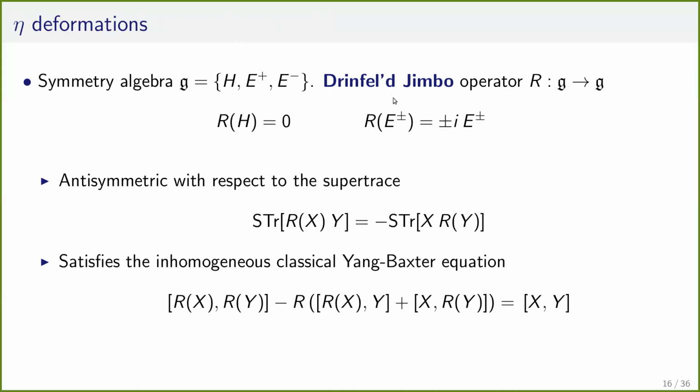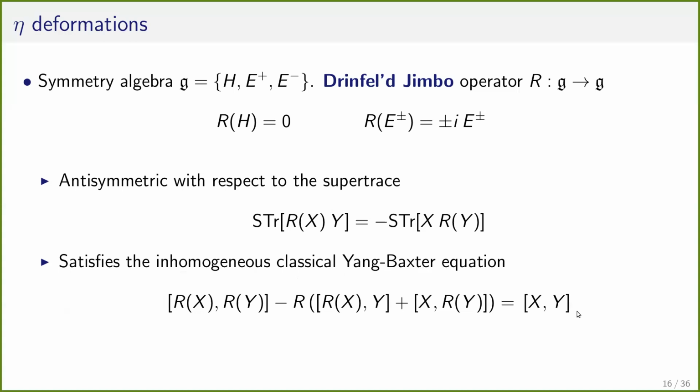Its action is defined by the choice of a Cartan-Weyl basis of G. You decompose your G into Cartan elements H, positive roots E plus and negative roots E minus. Then this Drinfeld-Jimbo operator will annihilate the Cartan elements and multiply the positive and negative roots by plus and minus i. Other important properties of this operator are that it is antisymmetric with respect to the supertrace, and it also satisfies what is called the inhomogeneous classical Yang-Baxter equation. So this equation here.